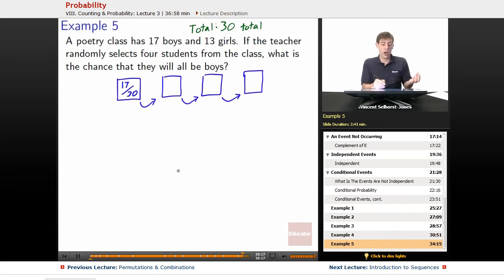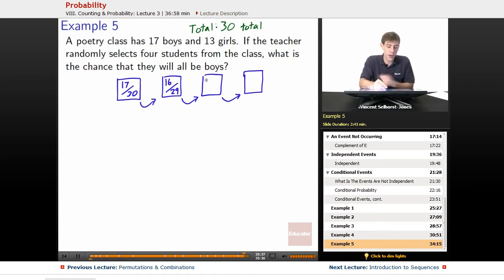But for the next one, we pull out one of the students. We've pulled out 1 boy, so that means we now only have 16 boys. How many students do we have total? Our total of students has also gone down by 1 because we've already used one of the students. If we pulled out a boy, he's still one of the students in the class, so we've now reduced from 30 to 29 students in the class.